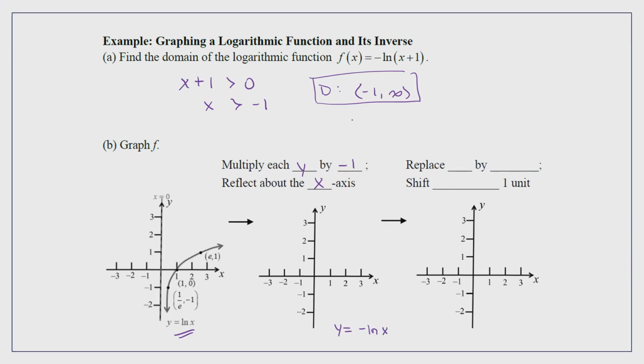When I reflect it about the x-axis, I now have the point (1/e, 1). That's going to be approximately here. Let's label that (1/e, 1). And then I have my next point, (1, 0), which stays (1, 0).